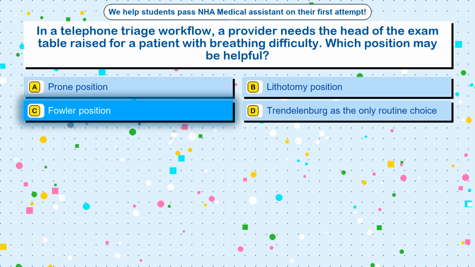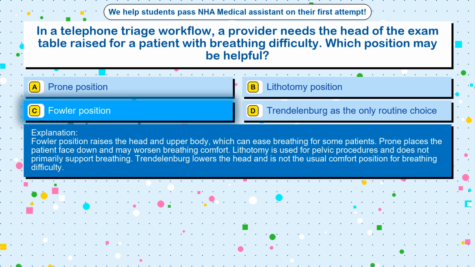The correct answer is option C, Fowler position. Fowler position raises the head and upper body, which can ease breathing for some patients. Prone places the patient face down and may worsen breathing comfort. Lithotomy is used for pelvic procedures and does not primarily support breathing. Trendelenburg lowers the head and is not the usual comfort position for breathing difficulty.